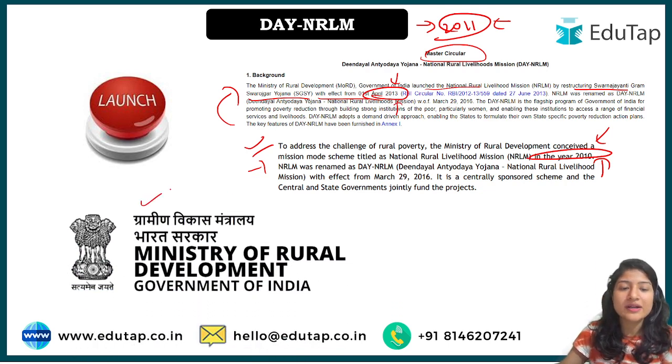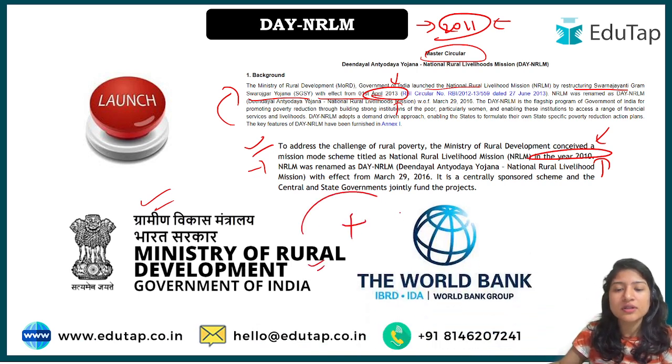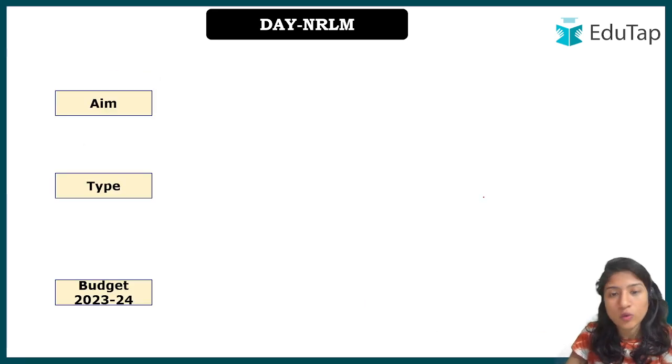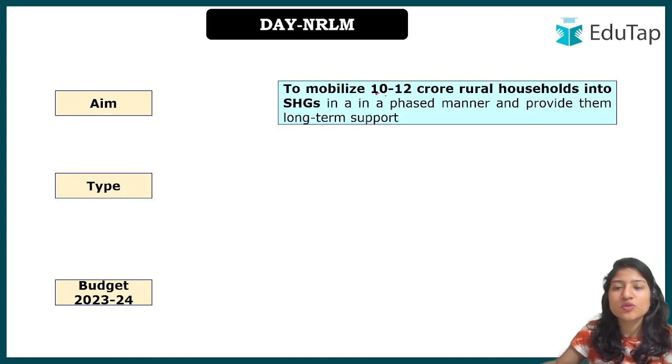If we talk about the ministry, it comes under the Ministry of Rural Development, easy to remember. And here the ministry has also taken some support as a loan from the World Bank. You tell me in the comment section how much loan has been taken from the World Bank. Talking about the aim, that is to mobilize 10 to 12 crore rural households into self-help groups. What are self-help groups? As the name suggests, these are groups formed where they self-help, meaning first of all they collect money, because individually they might not have enough money, but when they collect it, it's more, right? So they can actually utilize the money for better good.